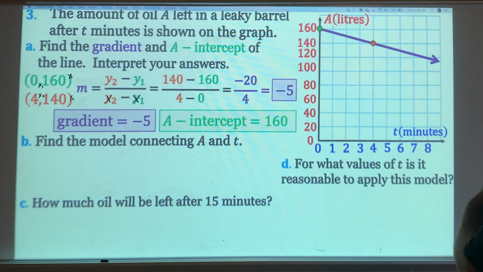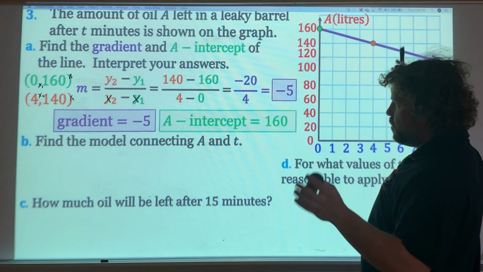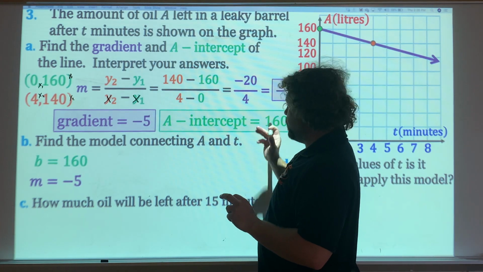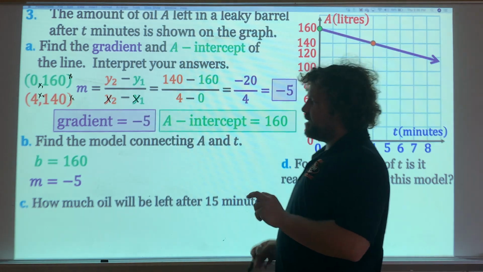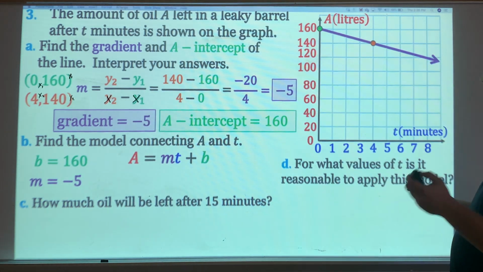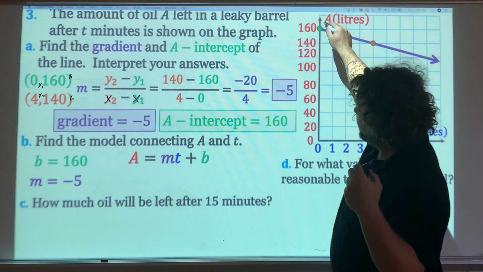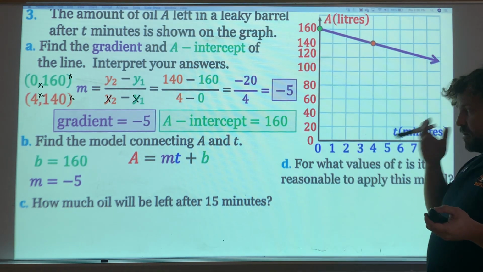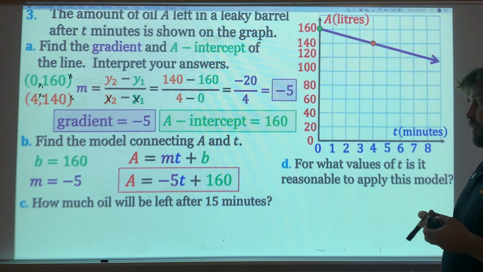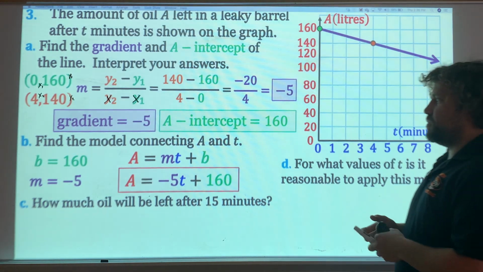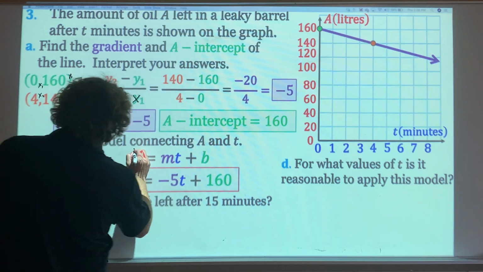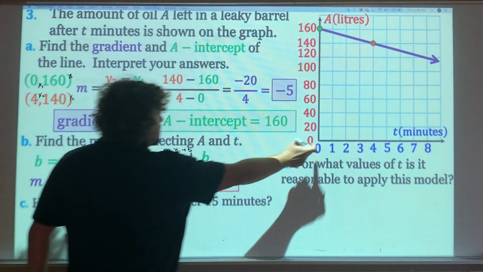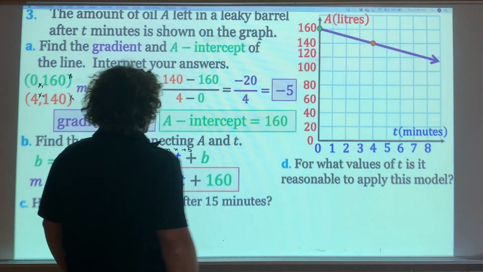Can we find a model connecting the two? Yeah. This is a straight line, so y equals mx plus b, right? Your b is 160. Your slope is negative 5, so y equals mx plus b, or a equals mt plus b. So a is, we don't know, m is negative 5, t plus 160. The key is you want to switch these, because this is the same formula, y equals mx plus b. But look, our x-axis has a t, and our y-axis has an a.